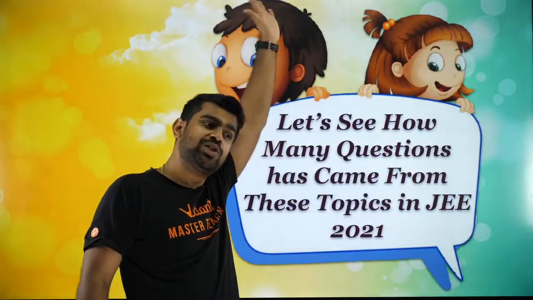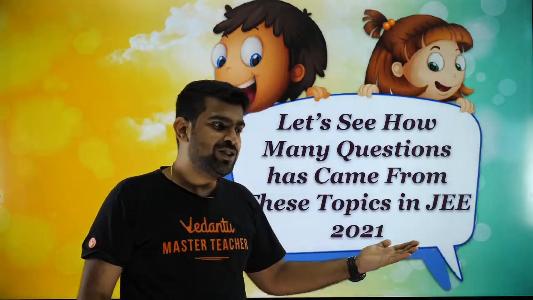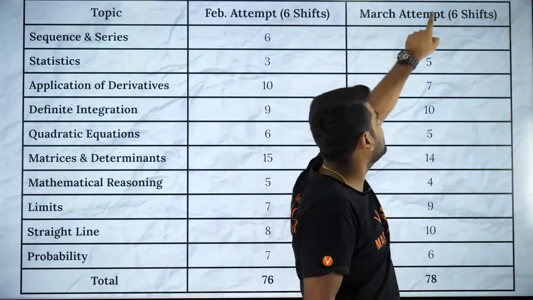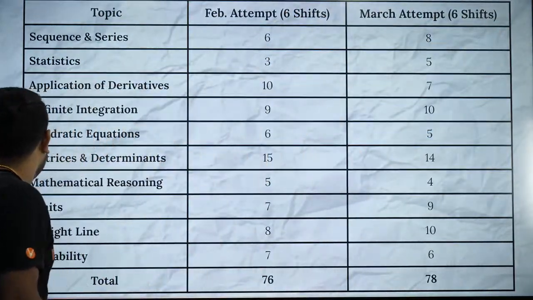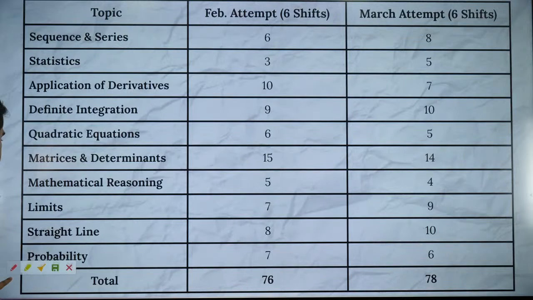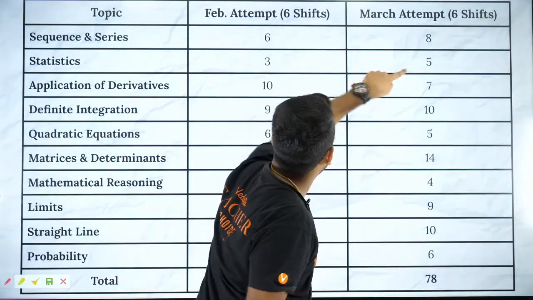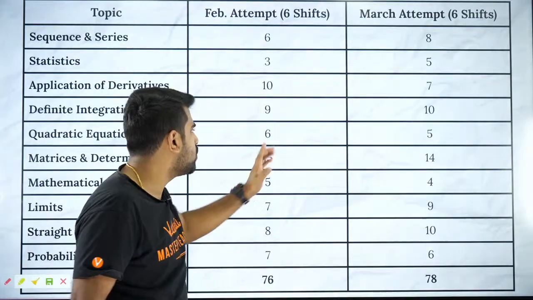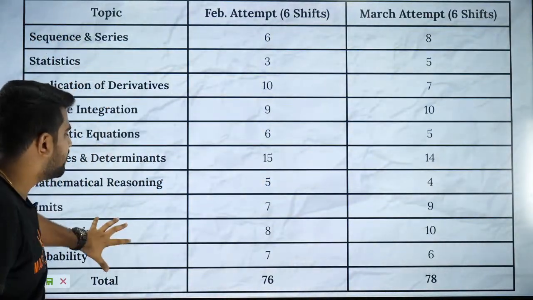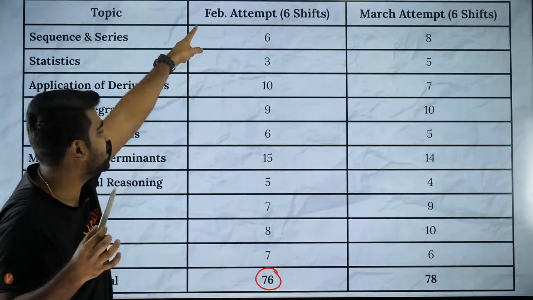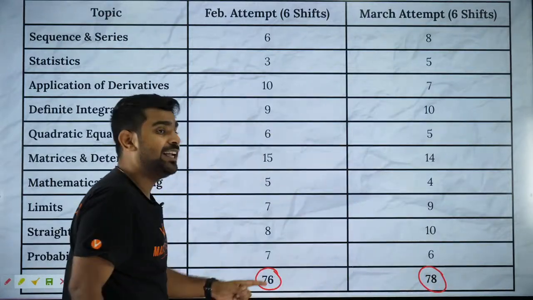And proof from what? Last century? Before Christ? No, I'm giving you proof from this year, from February and March attempt. In the 6 shifts that we had, you look at the number of questions. Sequence theory is 6, 8, 3, 5, 10, 7, 9, 10, 6, 5, so on. So totally from the topics which I gave, there are 76 questions in February attempt. There are 78 questions in March attempt.